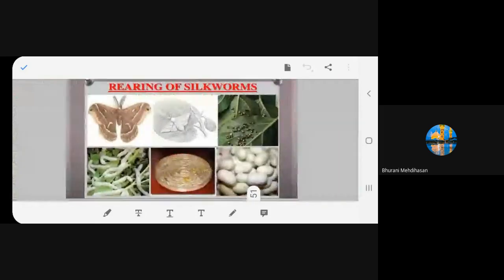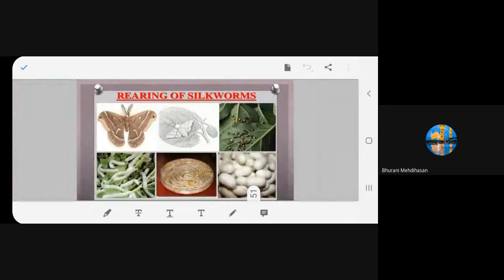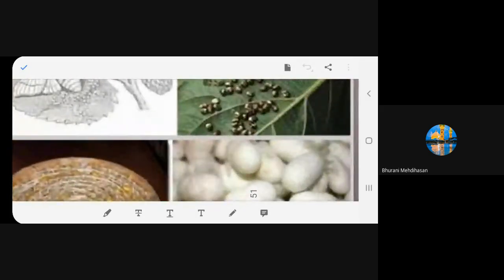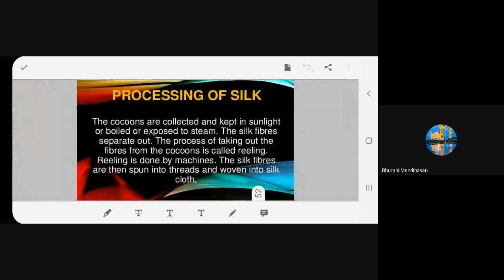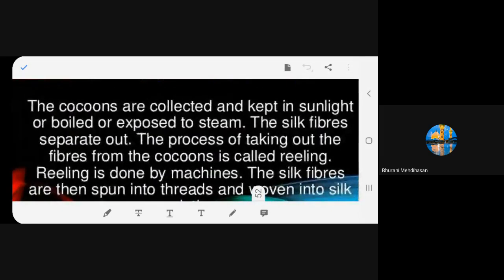You know what? These are cocoons. What are they, beta? Cocoons. These are cocoons. Now they are collected. So these cocoons are collected. After they are collected, where are they kept? Sunlight, boiled or steamed. Why are we doing all these things? To kill the silkworm. Either they are dried in the sunlight, or they are boiled in hot water, or they are given steam. So the silkworms inside the cocoon will die. You understand?